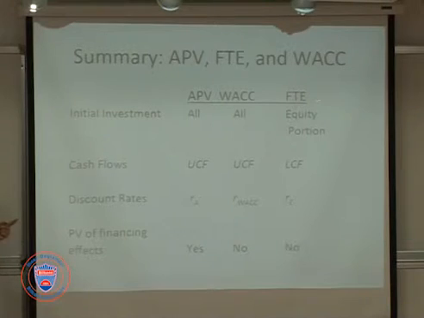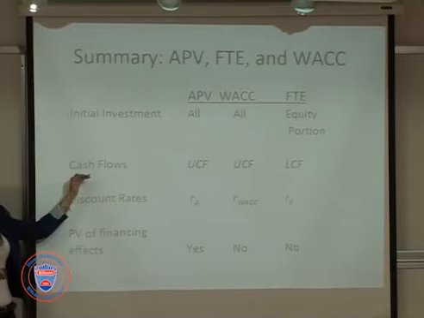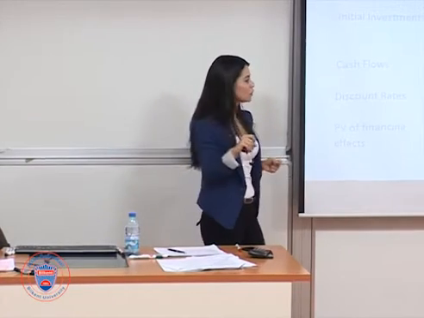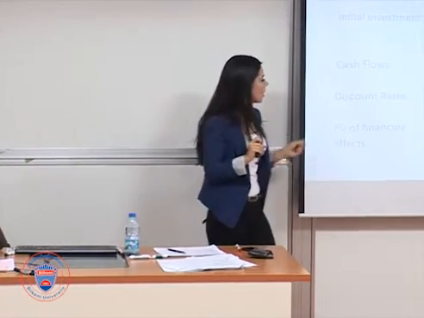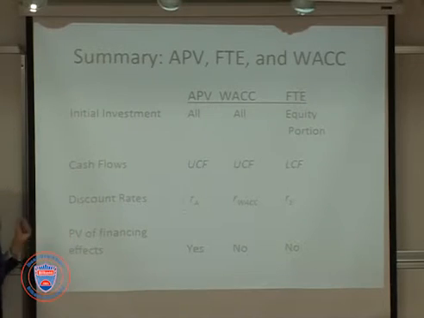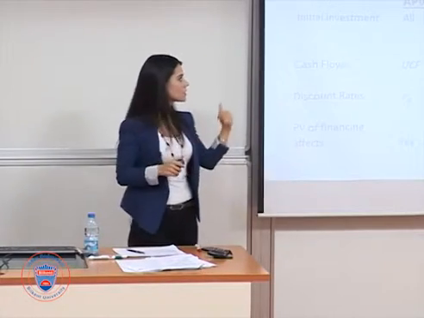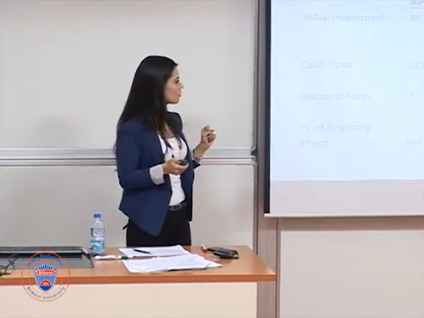For the flow to equity approach, we're just focusing on what equity holders have to pay. For the cash flows, you're using unlevered cash flows for APV or WACC. For the flow to equity approach, you're using levered cash flows. For the discount rates, for APV, you use the unlevered cost of capital. For WACC, you use the weighted average cost of capital. And for FTE, you use the cost of equity. And we only consider the present value of financing effects in APV.